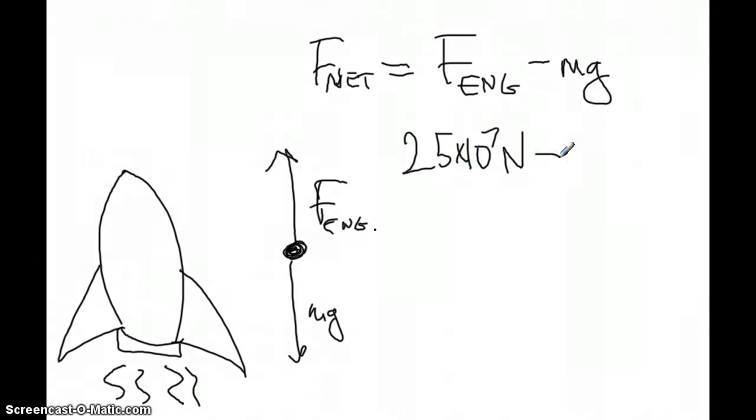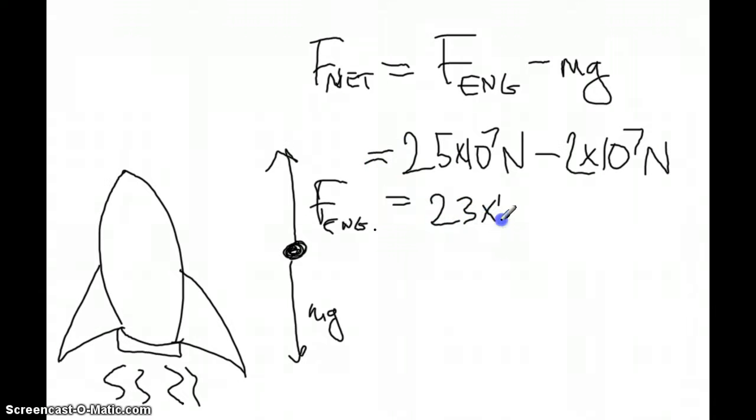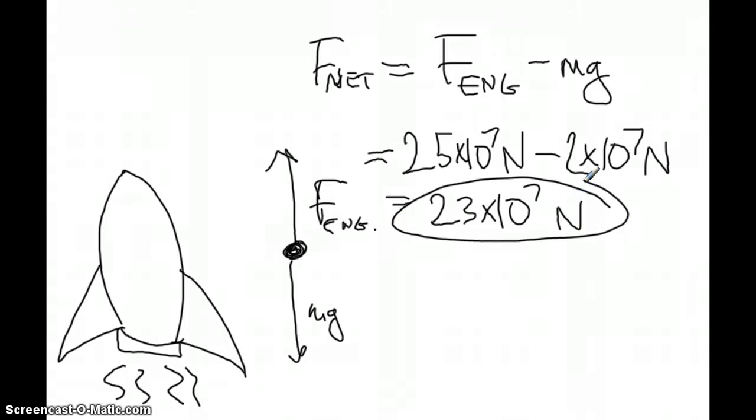What's the weight, by the way? Yeah, it's pretty big. All right. So what's 25 minus 2? 23. So therefore, since they're the same exponents, we can just subtract. Net force. Done. We good?